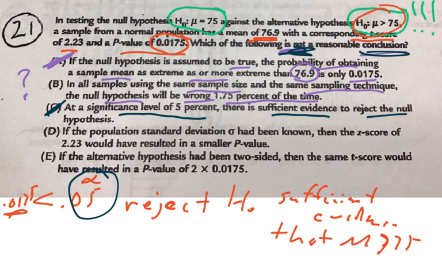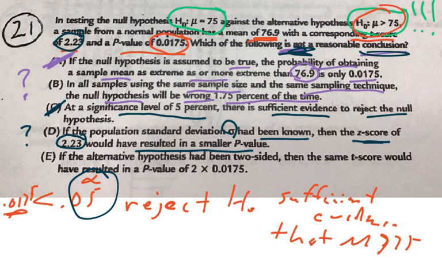Because we want to know what is not true, the worst answer, right? D, if the population standard deviation sigma had been known, then a z-score would have been done, and this 2.23, which we got here as a t-score now, would have resulted in a smaller p-value. Now, guys, this one let's talk about last, but that's actually a true or valid answer. Let me explain here shortly.